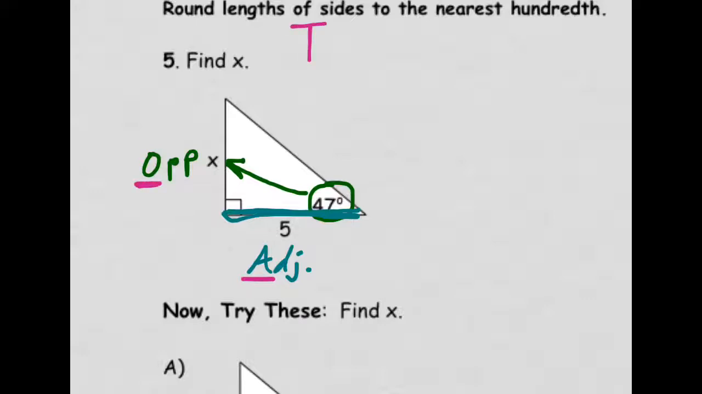So I'm looking at the TOA part of my SOHCAHTOA. Why? Because I've got O and I've got A right here. And TOA is the only one that deals with both O and A. So what does the T stand for? It stands for tangent. So I'm going to say the tangent of my angle, which is 47.